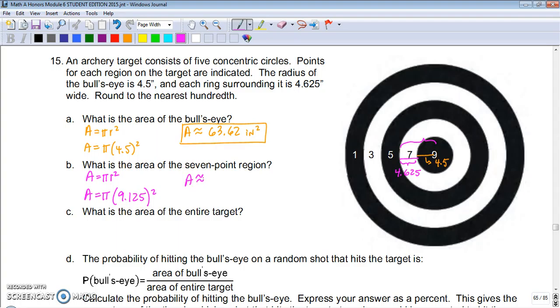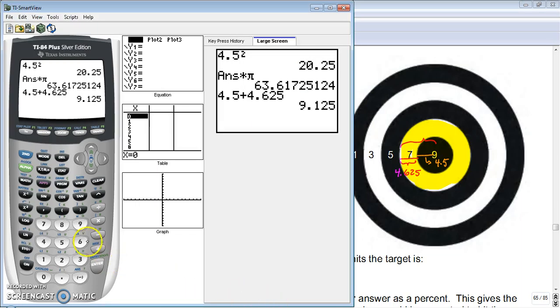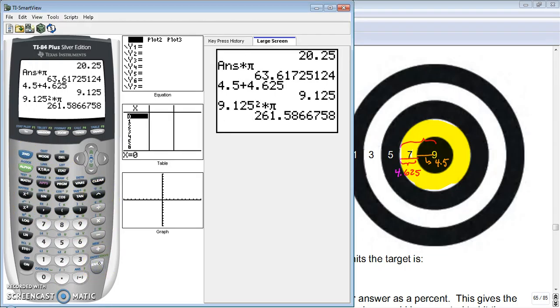Okay, so we're going to find the area then, essentially, of these whole two circles together, including the dark bullseye region. And so we get, rounding to the nearest hundredth, 261.59.